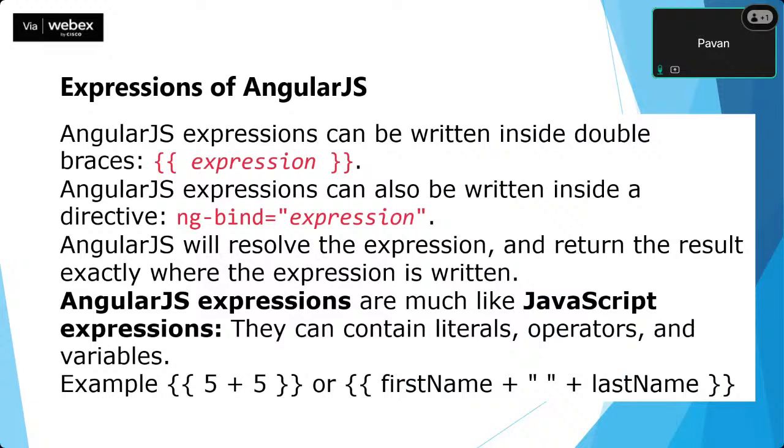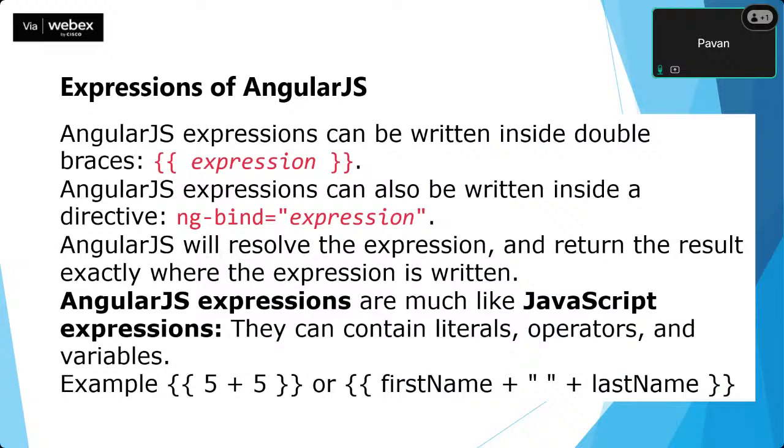So let's move on. AngularJS expressions can be written inside double braces. That is, this is the syntax of writing an expression. Inside two curly brackets, we have to write the expression, whatever it may be, like adding of variables, adding of constants, concatenation of strings, like we have done here in the previous example.